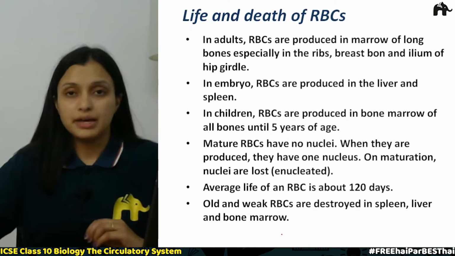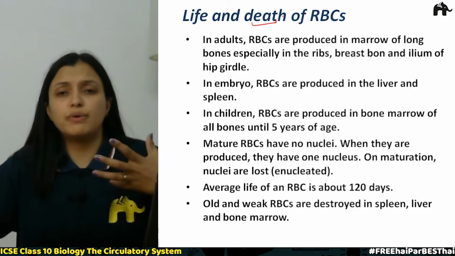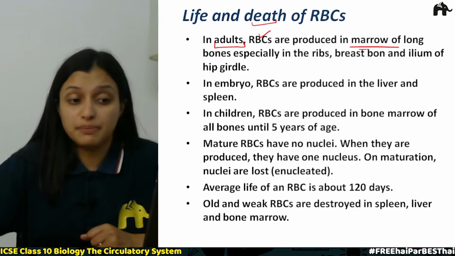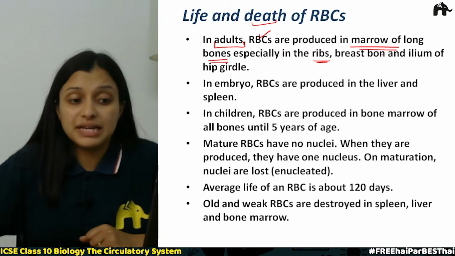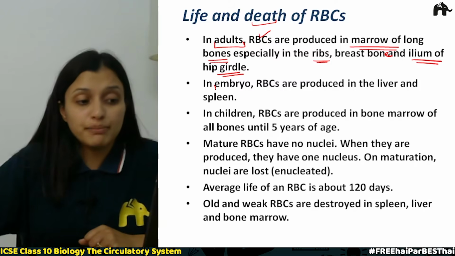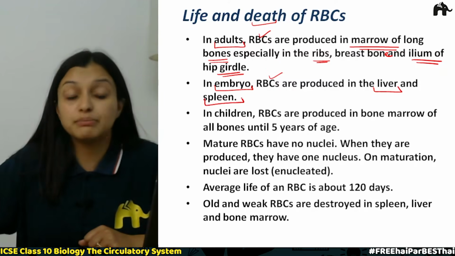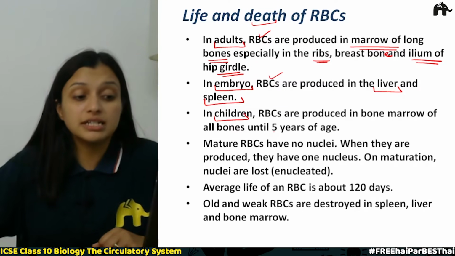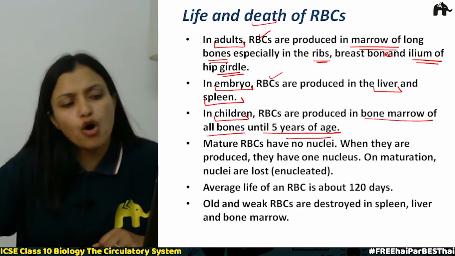Now talking about the RBCs, their life and their death. So first of all, let's talk about where they are produced. In adults, RBCs are produced in the marrow of long bones, especially in ribs, breastbone, and ileum of the hip girdle. But in embryos, the RBCs are produced in the liver and spleen, but not in the bone marrow, right? In children until the age of 5, the RBCs are produced in the bone marrow of all the bones.